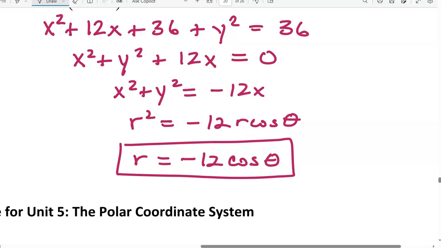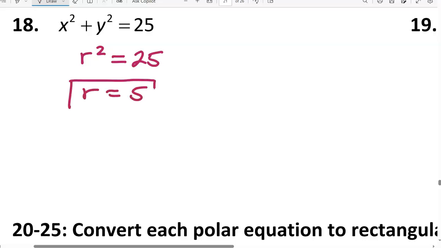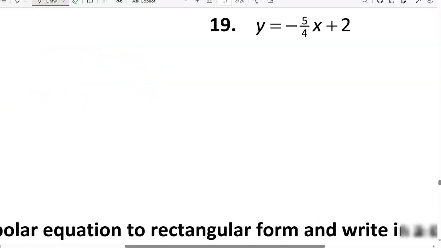In number 18, x squared plus y squared is equal to 25. X squared plus y squared can be replaced with r squared. To solve for r, we can take a square root. Truly, there are two forms that are equally acceptable, r equals 5 or r equals negative 5. We're probably just more likely to go with the positive value.